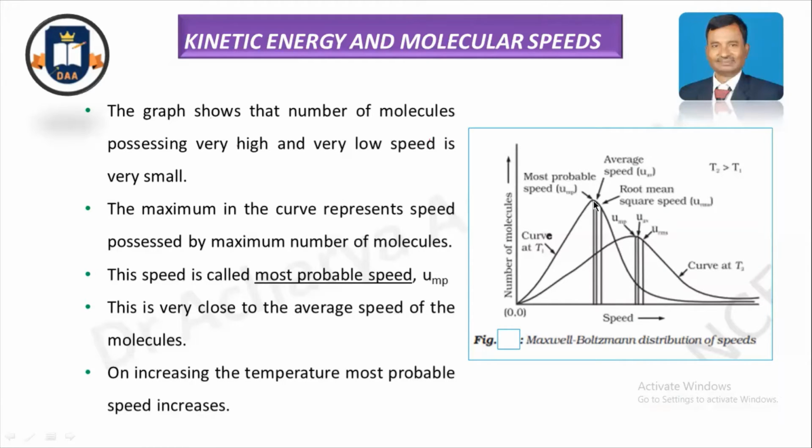And this most probable speed is very close to the average speed of the molecules, because at this point the maximum number of molecules contain almost the same speed, which is called the most probable speed. And the average speed is the averaging of the individual speeds of the molecules, so both will be close in this Maxwell distribution curve.